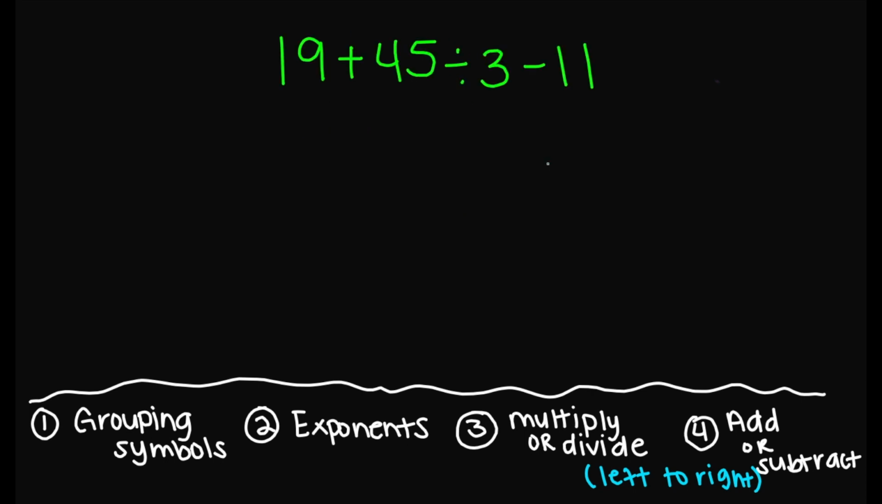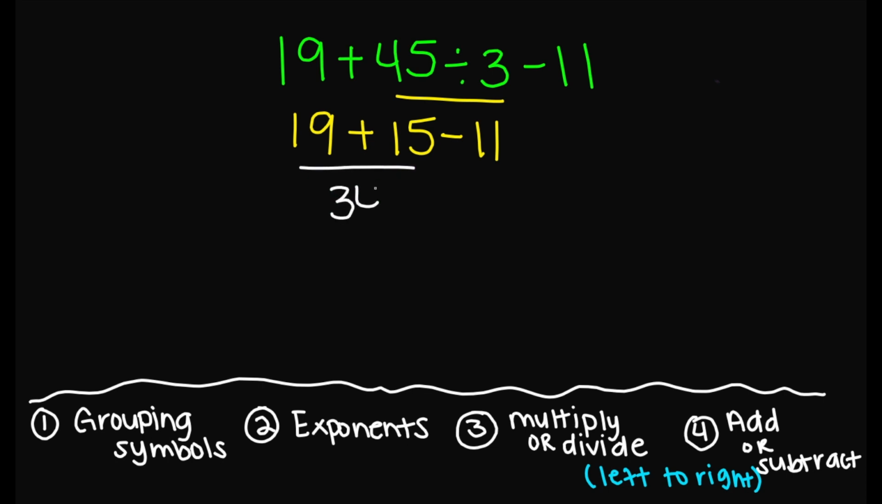Let's look at this example here. I'm going to divide 45 divided by 3 because we do this before we add or subtract. So we have 19 plus 45 divided by 3. This is going to equal 15, and then minus 11. Now we're going to add 19 plus 15. This is going to equal 34, and then minus 11. This is going to equal 23. So your final answer here is 23.